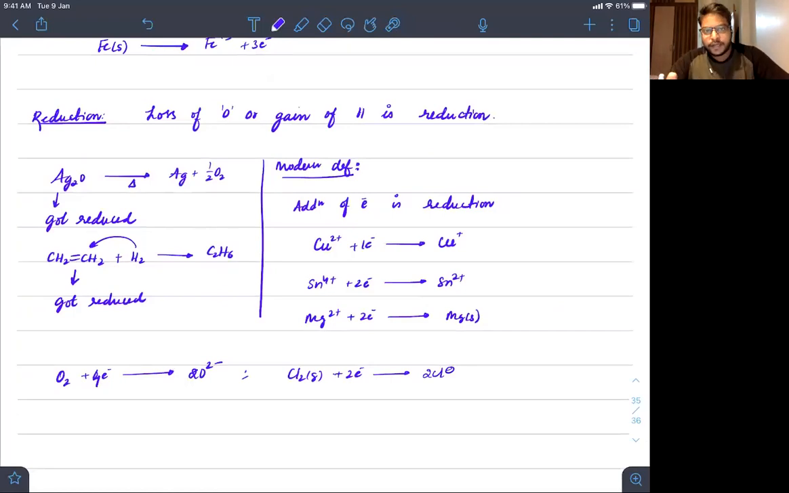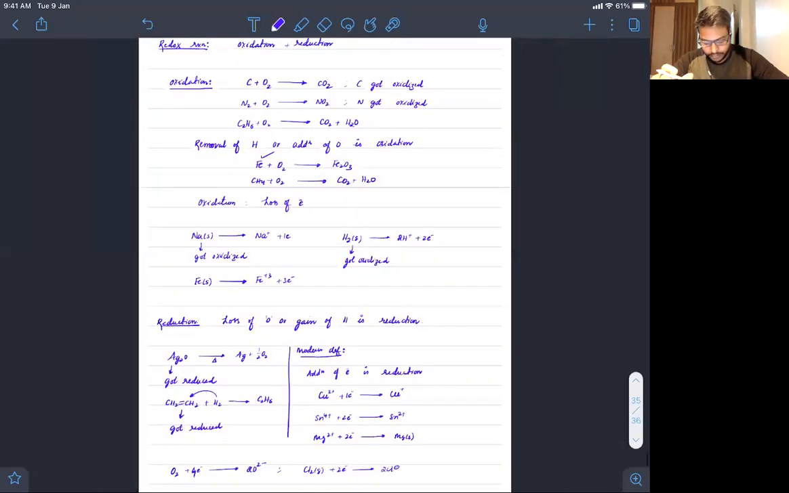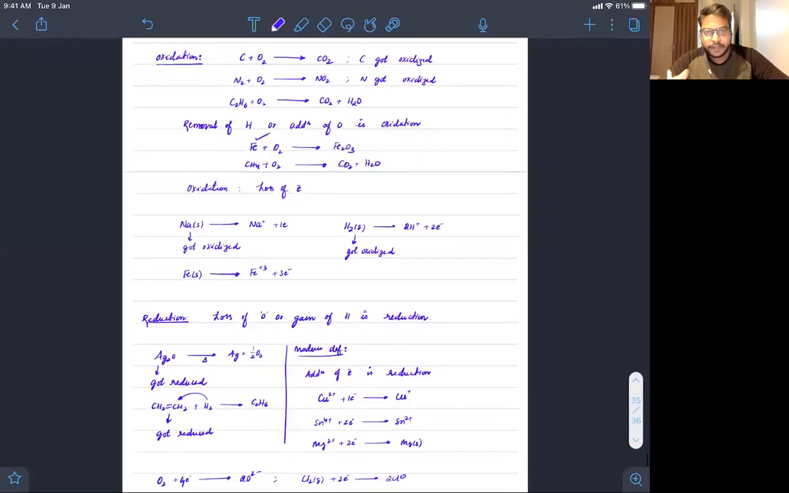So I think all of you can realize which is oxidation and which is reduction. Any doubt here, students? You can ask me, just make a note of it. What is oxidation and reduction? Then we'll go ahead.